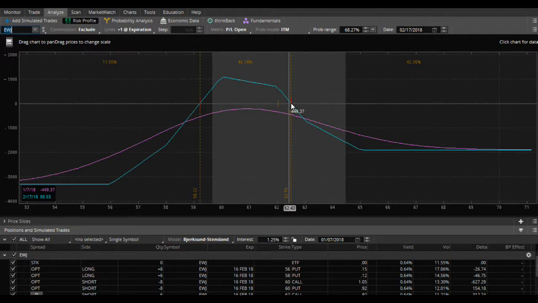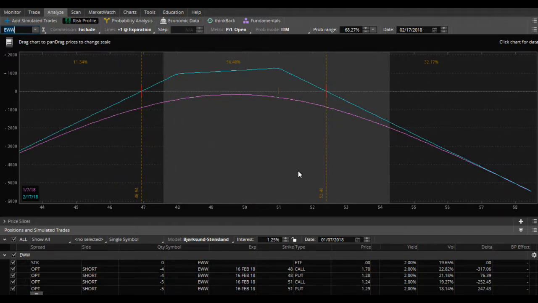But if we do see this break-even break, what we'll do is move this short put up as soon as we get between 3 and 4 weeks to expiration. Okay, so this is EWJ.